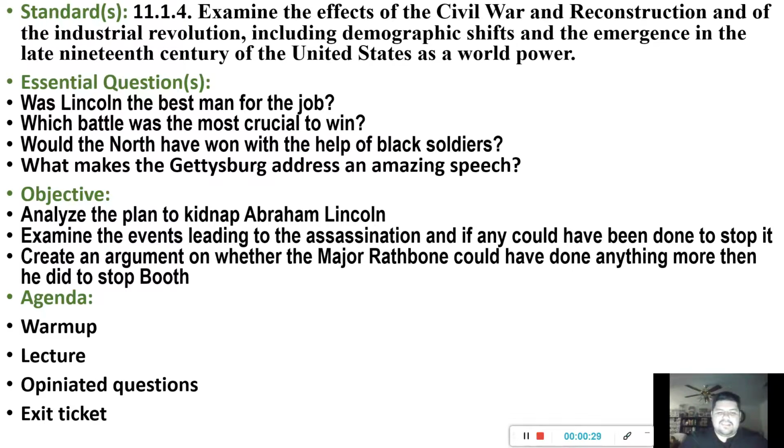Then we're going to examine the events leading to the assassination and if anything could have been done to stop it. And lastly, we're going to create an argument on whether Major Rathbone could have done anything more than he did to stop Booth. Could he have done something else at this pivotal moment? What could he have done if he could?